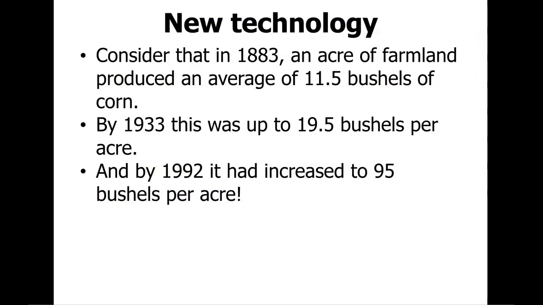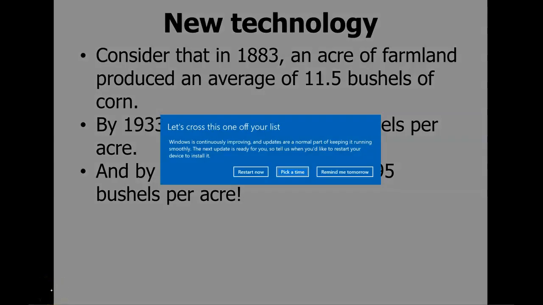So consider that in 1883, an acre of farmland produced on average about 11.5 bushels of corn. By 1933, that was up to 19.5 bushels an acre. And then by 1992, it had increased to 95 bushels per acre. So within about 100 years, we had increased that dramatically.